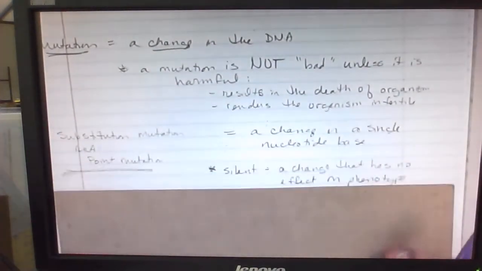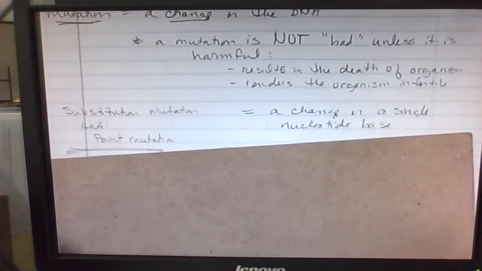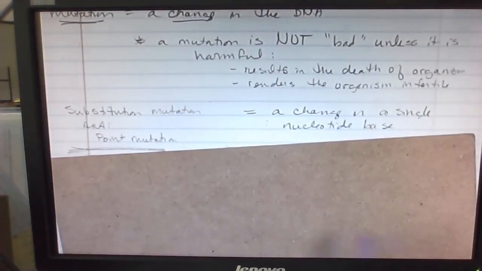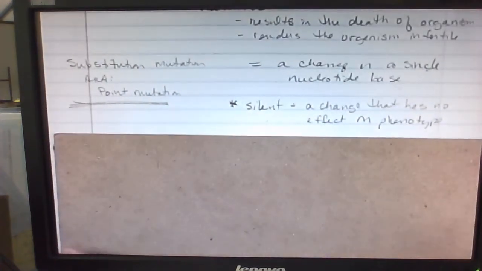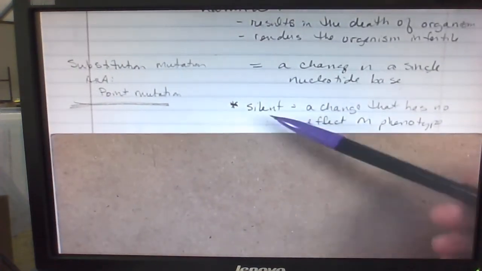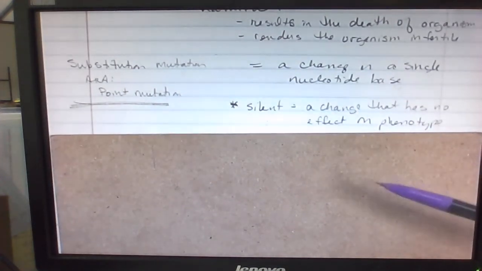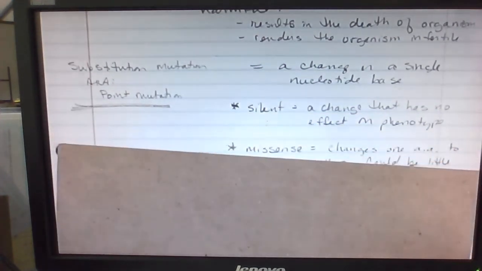Types of mutations. A substitution mutation is also called a point mutation. A point mutation is a change in one single nucleotide base. One base is swapped out. Point mutations can be silent. A silent mutation is a change that has no effect on the phenotype. So maybe it was changed out with something that ended up with the same amino acid.